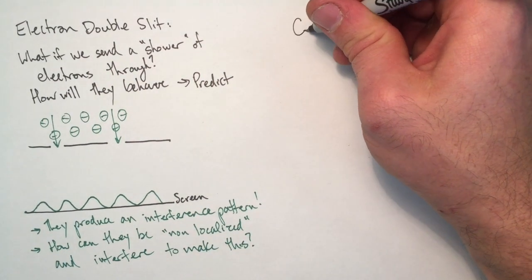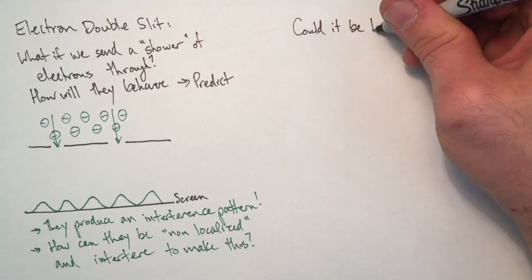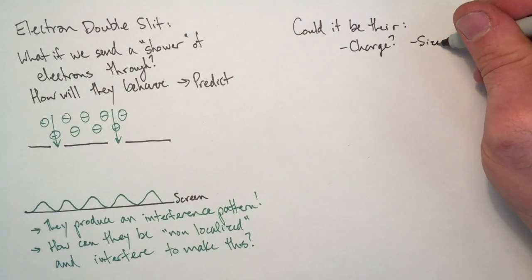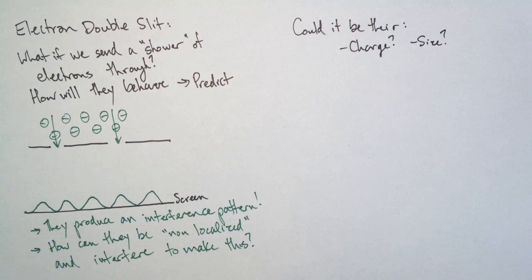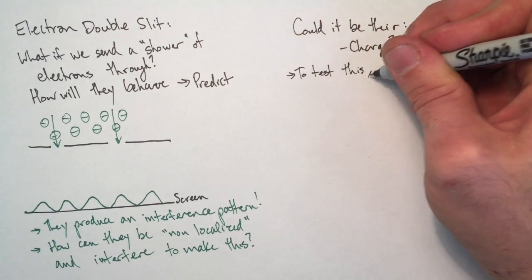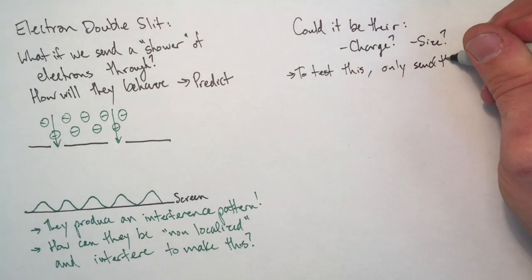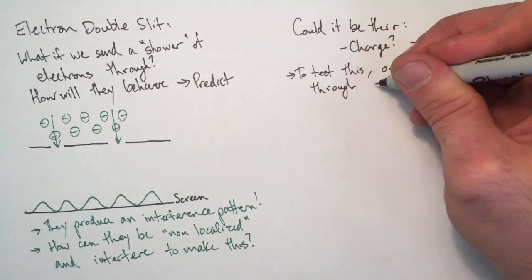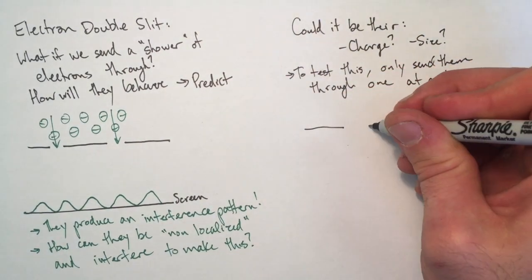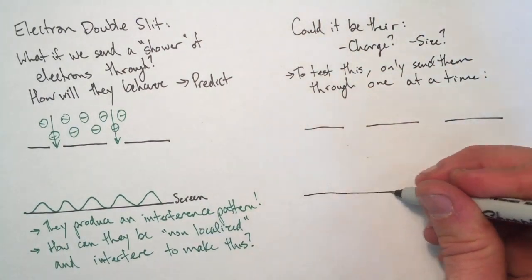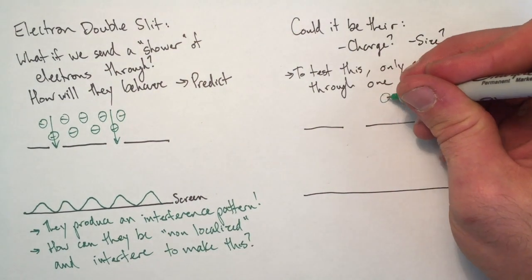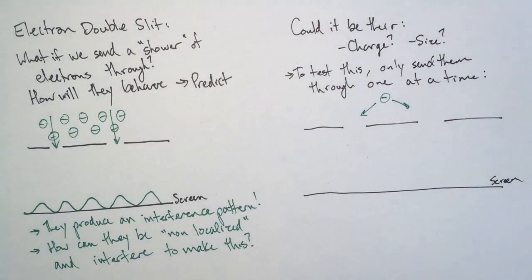This confused scientists. Could it be maybe the charge? Maybe the electrons were going through and repelling off each other. Maybe it's the size. Maybe we needed something bigger, or maybe something smaller. So to test this, scientists only sent through 1 electron at a time. If we send through 1 at a time, this will negate any problems we had with the charge. So here we're going to set up our double slit and line up our screen again. Only through 1 electron at a time.